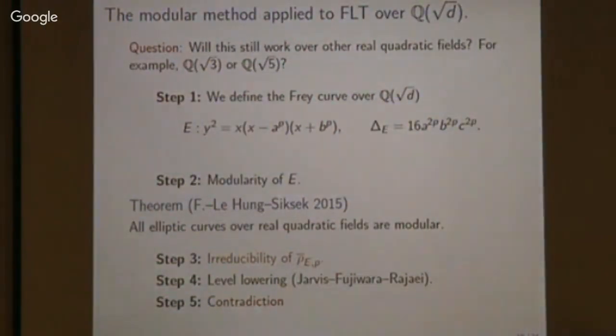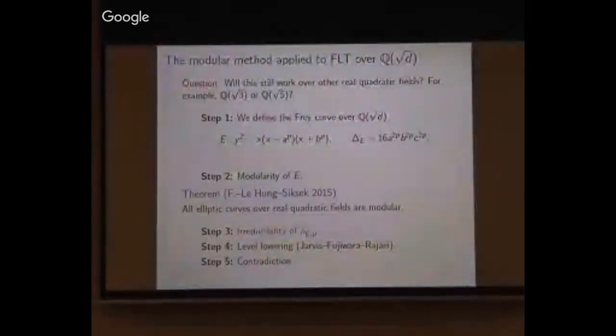And finally, step 5, the contradiction. In the two examples we have seen before, this contradiction was just: well, we have a modular form, there's nothing in the space, so we have a contradiction. But what if there is something there?